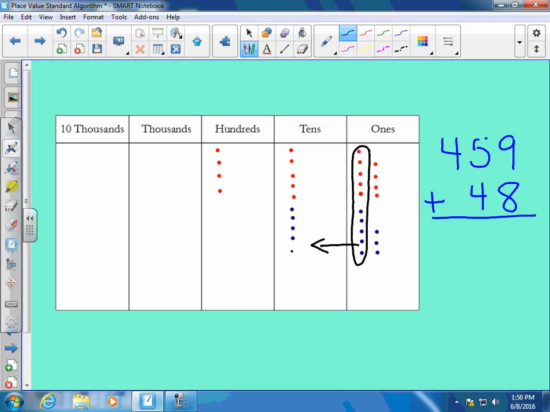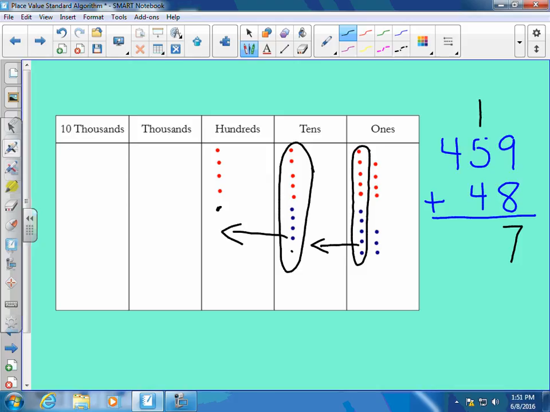So in the algorithm, we're going to place a 7 in the ones column because 9 ones and 8 ones is 17 ones, and then I'm going to show an additional group of 10 by placing a 1 above the tens place. Now we go back to our place value chart, and we notice that we are now looking at 5 tens and 4 tens plus 1 additional 10, and I can group those, which gives me a group of 100. So we're going to bundle it and move it over to the hundreds column.